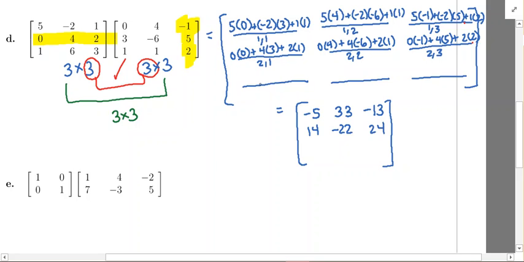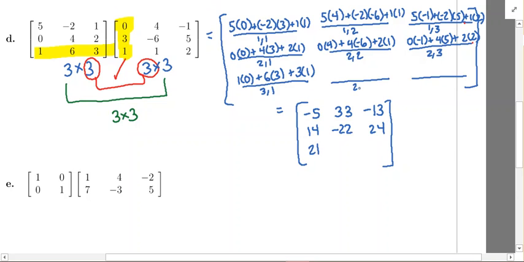So right here, this position is the third row, first column. So we need to go and do the dot product of the third row, first column. So we're going to get 1 times 0 plus 6 times 3 plus 3 times 1. So this will clean up to be 0 plus 18 plus 3, that's 21.